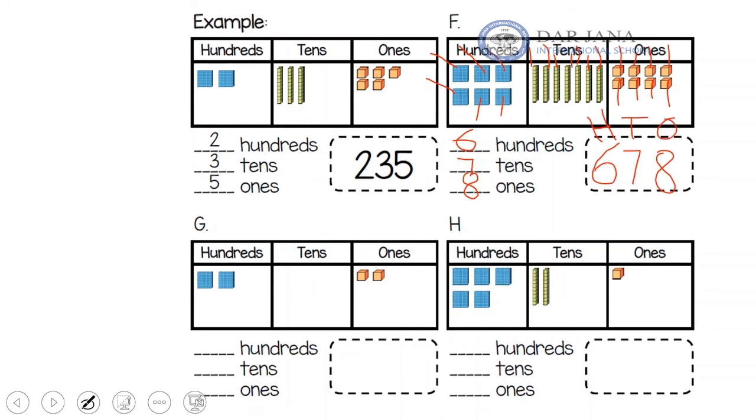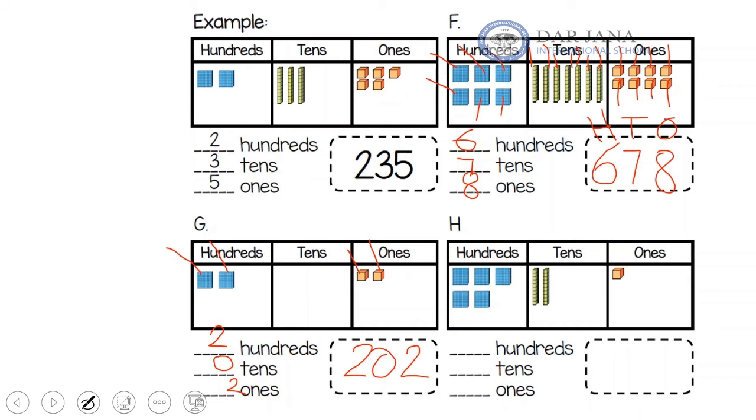Now, next question. How many hundreds do you have? 1 and 2. So I have 2 hundreds. How many tens? Do you have any tens here? No, so I put 0 tens. How many ones do you have? 1, 2. So 2 ones. So the number is 202. So we have a 3-digit number here.